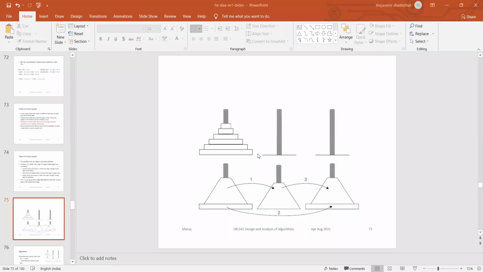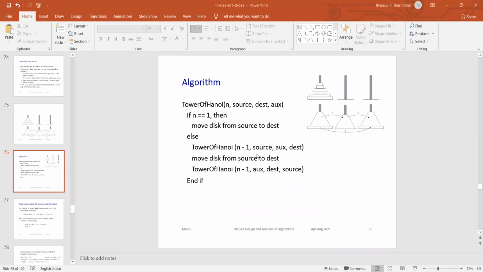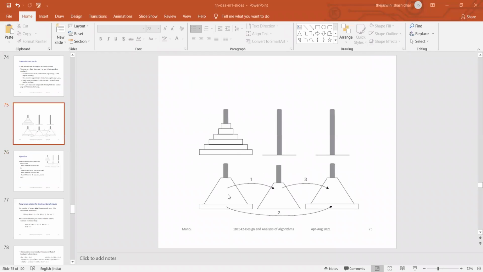Remember this one. Okay. So now you come for the recurrence relation. So first step, you will be moving from where to where? From source to auxiliary. So totally source, auxiliary, destination. First step is from source to auxiliary. Second step is from source to destination. Third step is from auxiliary to destination. So keep this in your mind.